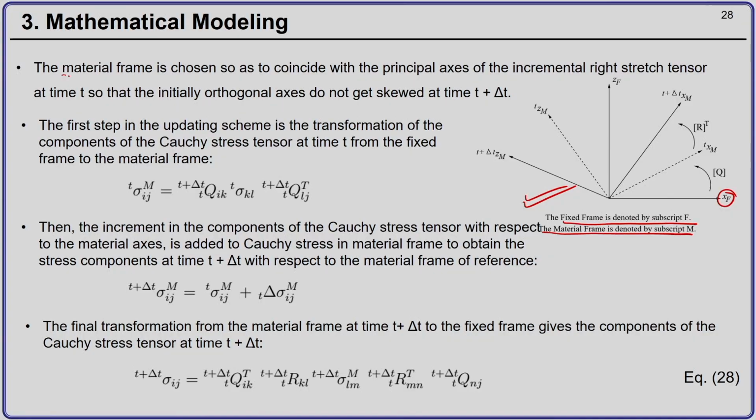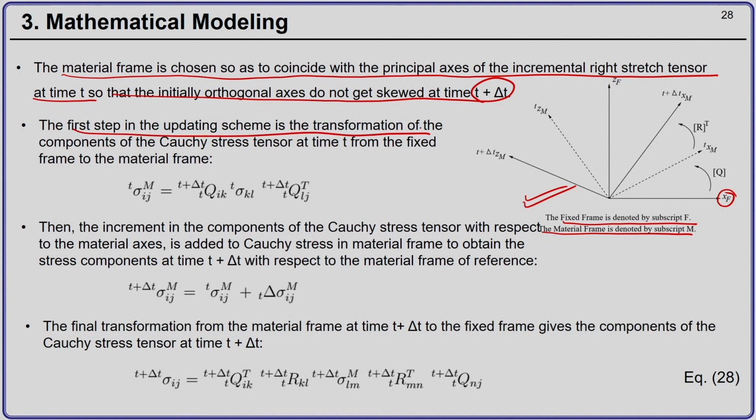The material frame is chosen so as to coincide with the principal axes of the incremental right stretch tensor at time t, so that the initially orthogonal axes do not get skewed at time t plus delta t. The first step in the updating scheme is the transformation of the components of the Cauchy stress at time t from the fixed frame to the material frame. From the fixed frame we have the stresses, and we rotate those stresses to the material frame at time t.